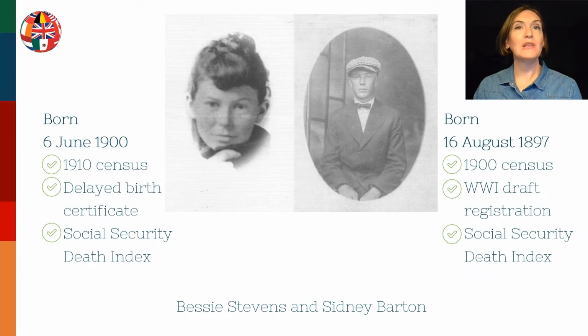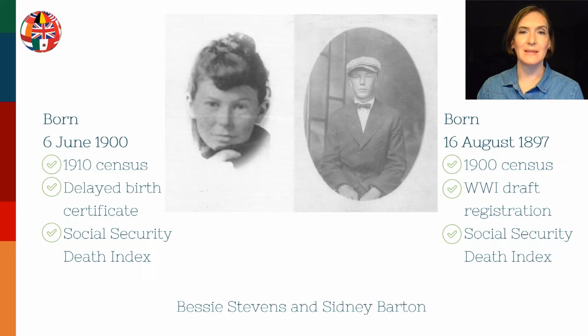However, when we look at other records from their life, Bessie was born on the 6th of June, 1900, and this is verified by the 1910 census, by a delayed birth certificate filled out in the 1940s, and by the Social Security Death Index. And Sydney was born on the 16th of August, 1897. And this is verified in some other records from his life, the 1900 census, his World War I draft registration, and the Social Security Death Index.